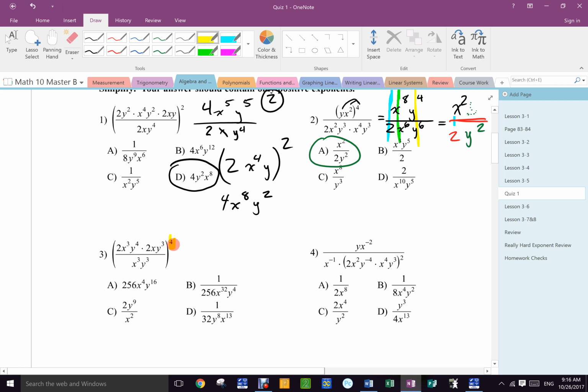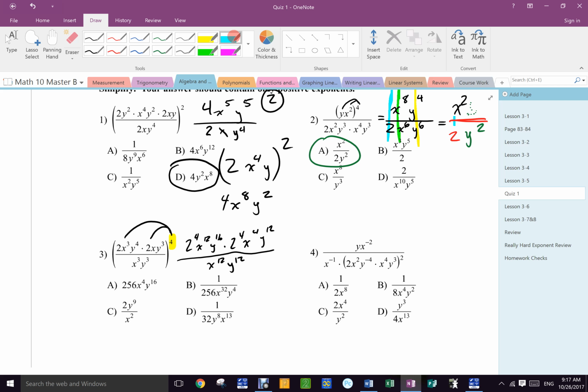Could I start out here? Which would mean that 4 would go where? To everything, right? So I'd have 2 to the 4th, x to the 12th, y to the 16th, times 2 to the 4th, x to the 4th, y to the 12th, all over x to the 12th, y to the 12th. Yes? Now, where should I go next? Top or bottom?